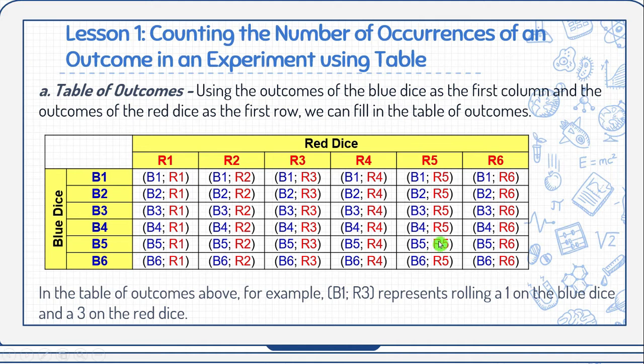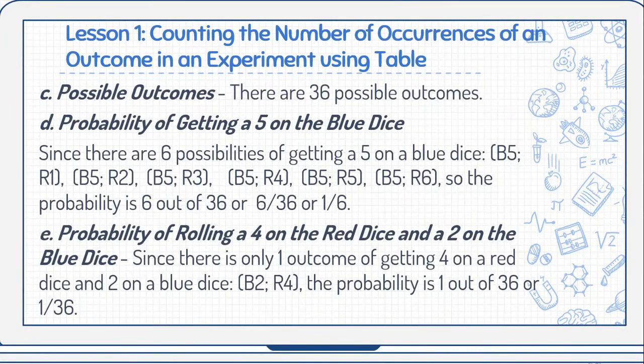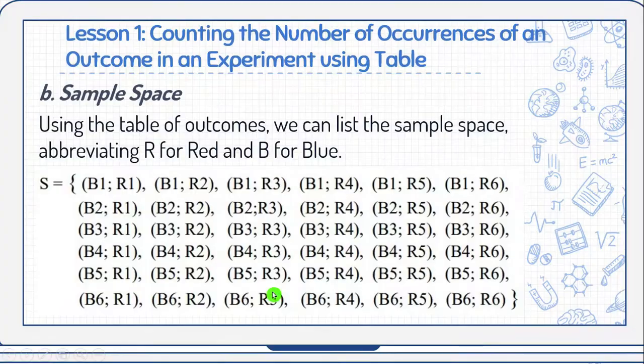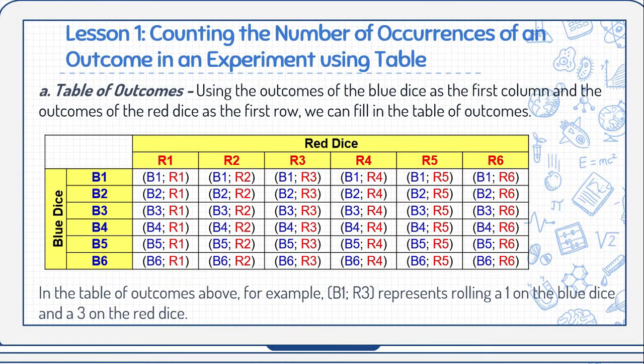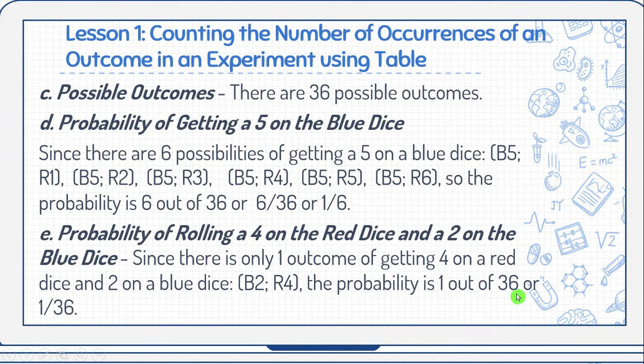kung nakikita natin dito, isa lang yung resulta na ang result niya ay B2 at saka R4. Di ba? Blue dice na 2 at saka red dice na 4. Okay. To B2, we have here B2 at saka R4. So, out of 36, isa lang ang result na makadraw po tayo na lalabas yung blue na 2 at saka red na 4. So, therefore, ang ating answer ay 1 out of 36 or 1 over 36. So, I hope nag-gets po yung ibig nating sabihin.